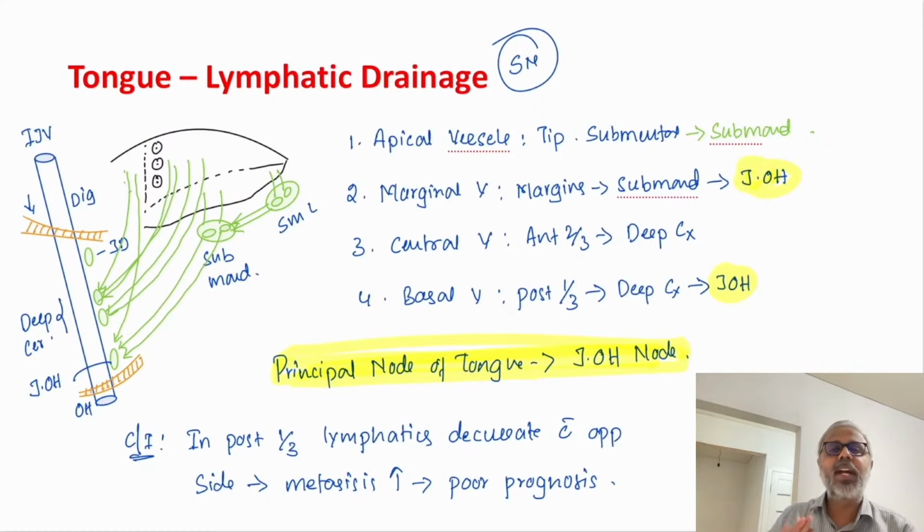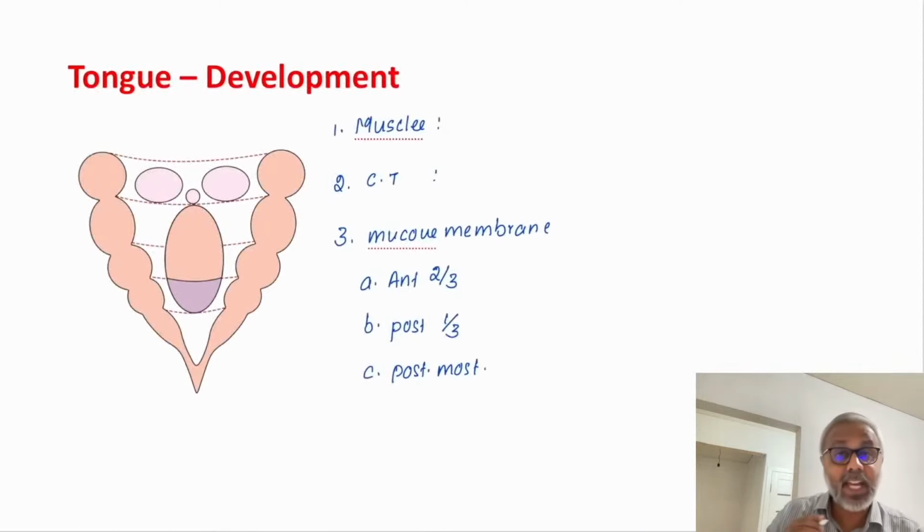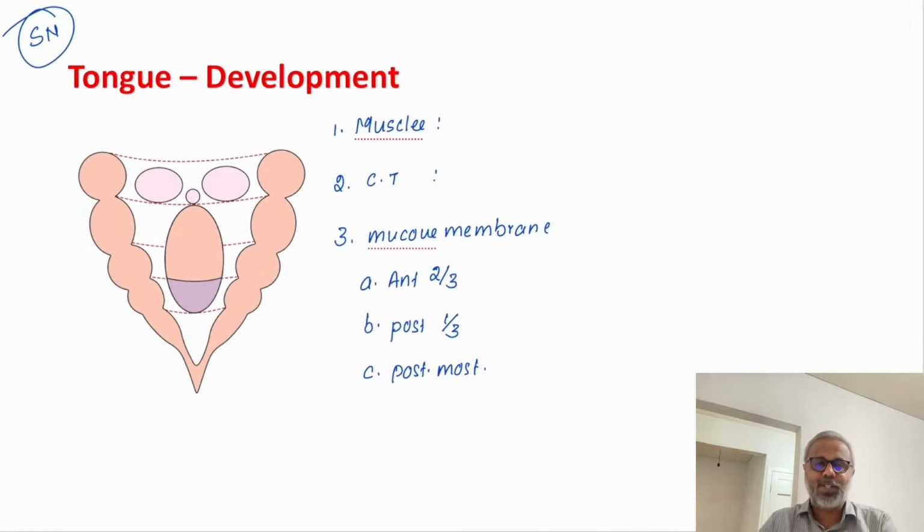This is regarding lymphatic drainage. This is how you should describe it. Let's see the next part, the development. Again, this could be a separate 5-marker question, development of the tongue. If development of the tongue is asked, please try to describe it under these settings.